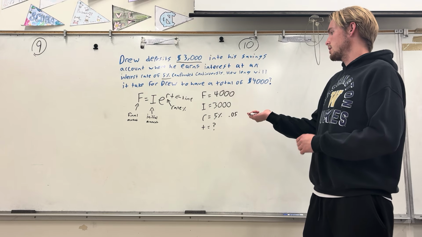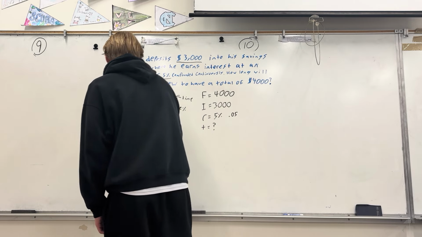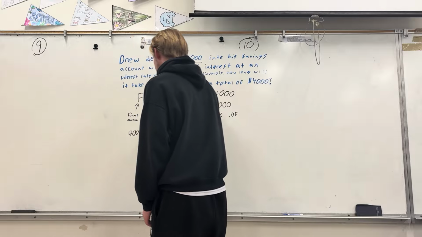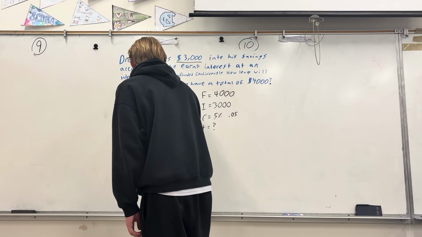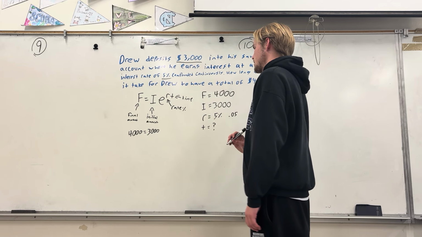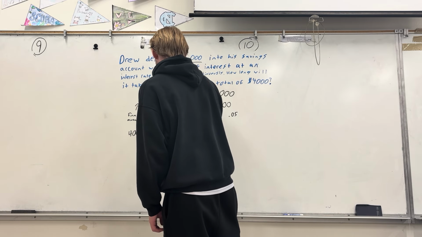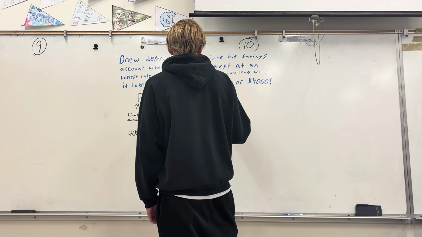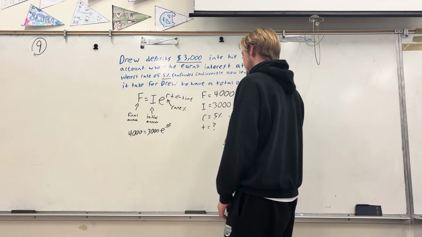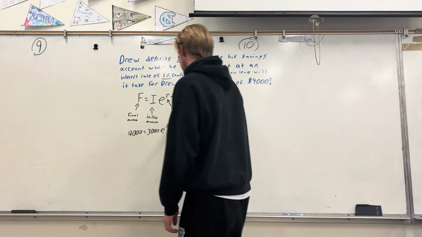So we're going to plug everything in. We've got 4,000 equals 3,000 times e to the power of, we said r is 0.05, and then we're looking for t.